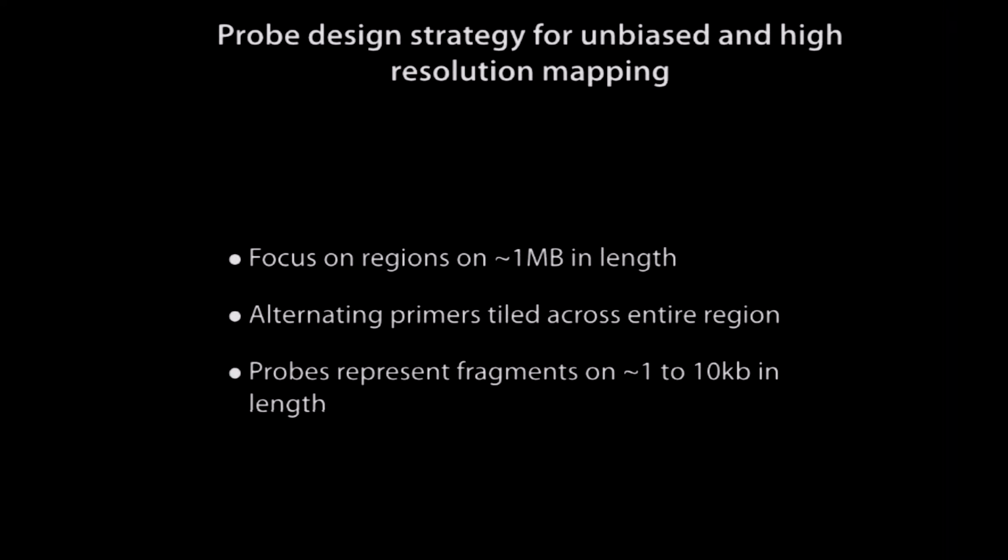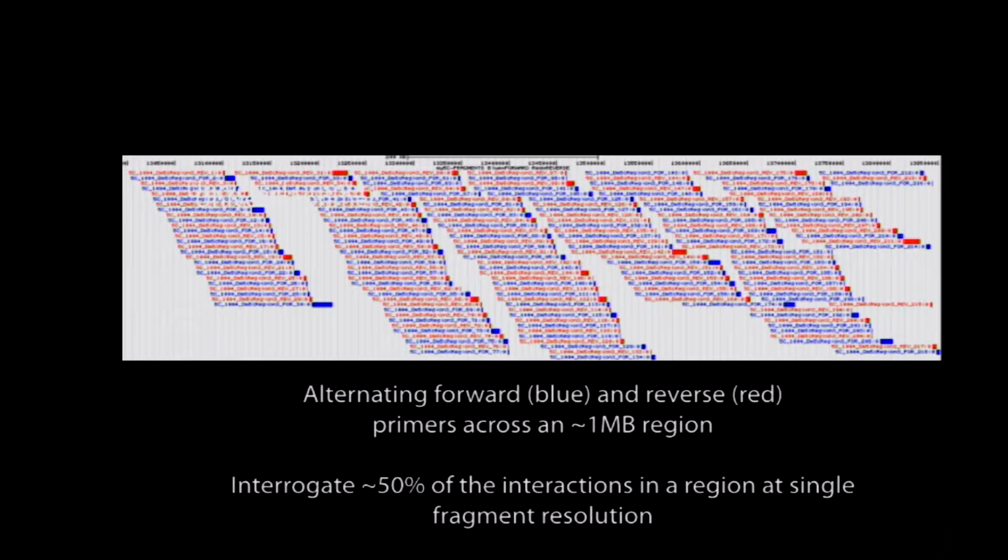I'm going to give you one example of this. We're very interested in gene regulation below a megabase, and so one way you could do a capture experiment is to alternate across these regions. Here's what one of these designs might look like. This is about 1.5 megabases, and for this to work, you can only interrogate every other fragment because the primers have to be oriented at opposite ends of the cut fragments.